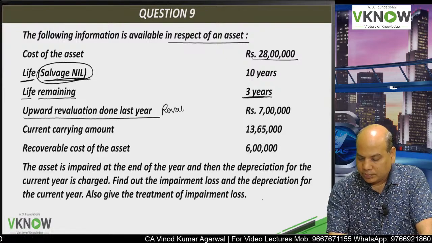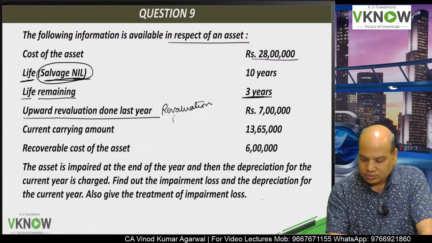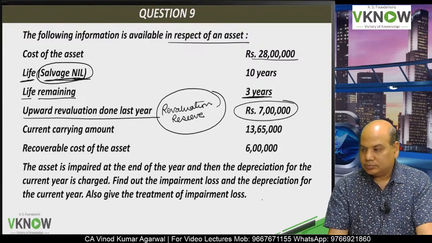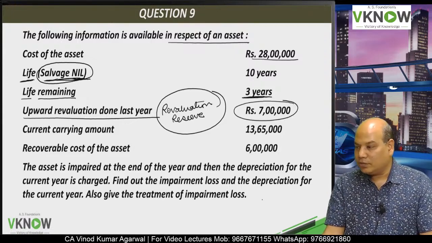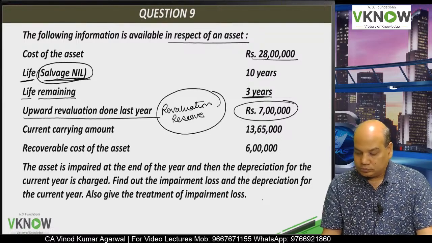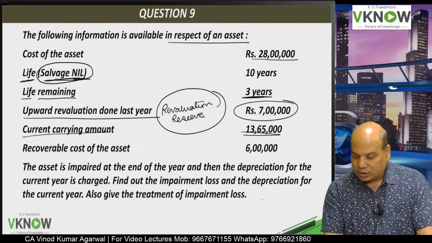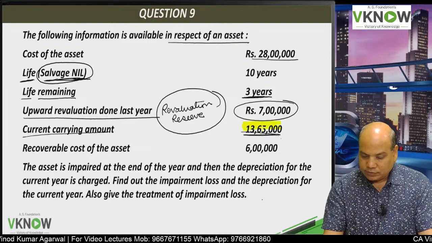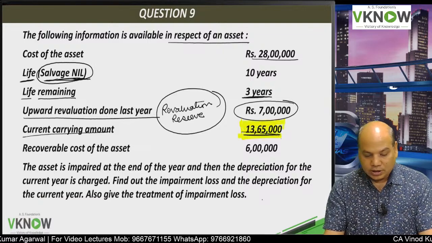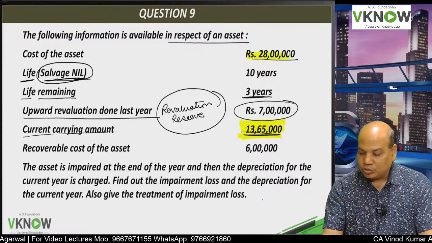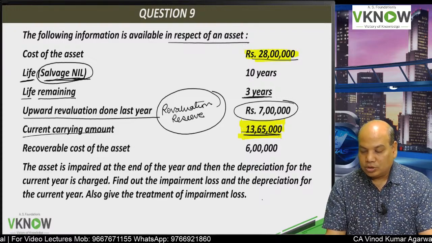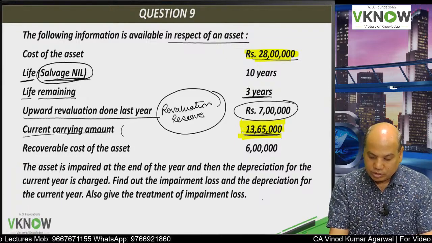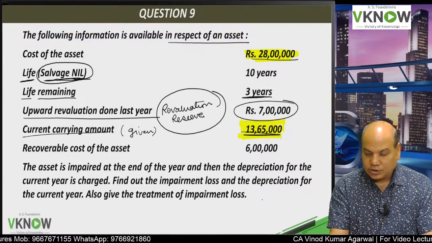So there is a balance in revaluation reserve equal to 7 lakh. Current carrying amount is 13 lakh 50,000. How they have computed, I don't know, but they have computed. So I will take the current carrying amount. Do not try to calculate yourself because the carrying amount is given. If it is given, please use it.